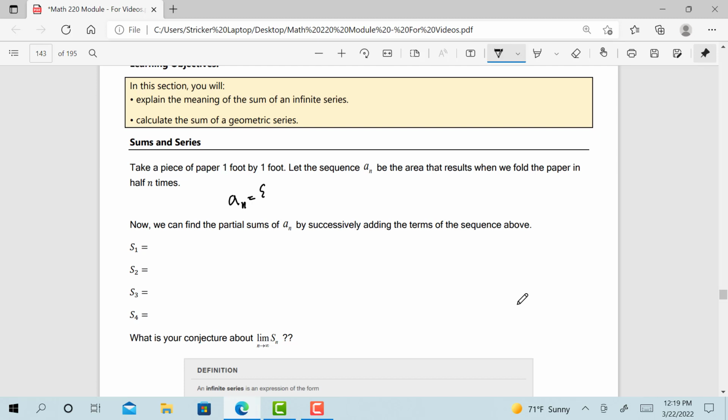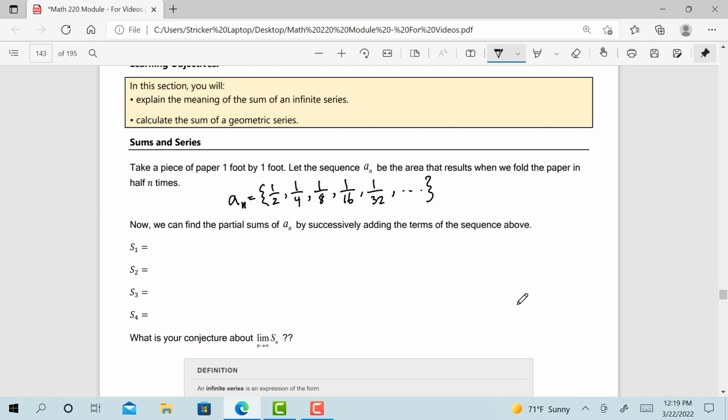And if you were to do that with a piece of paper, what you would end up seeing is every time you fold it in half, its area changes by a factor of 1/2. So the next area, when you fold it again, is going to be 1/4. And when you fold it again, you get 1/8. Fold it again, you get an area of 1/16. That piece of paper is getting smaller and smaller and smaller. The area is getting smaller and smaller, and so on.